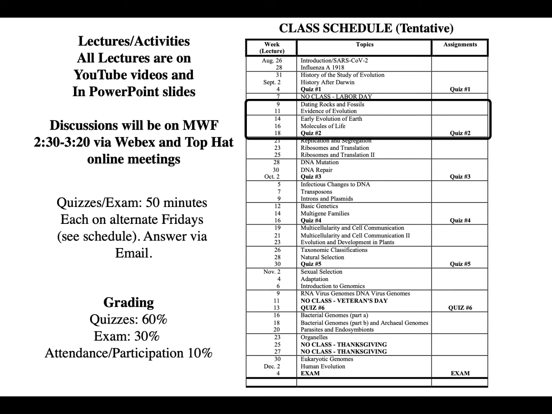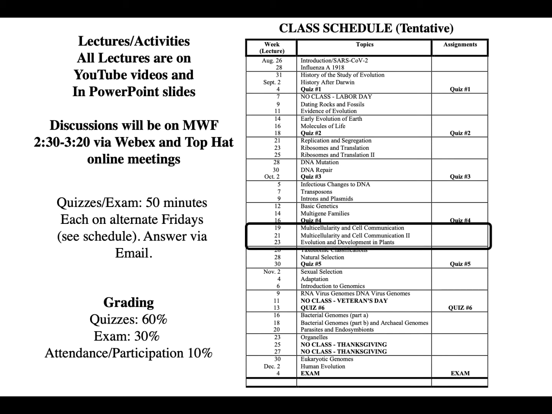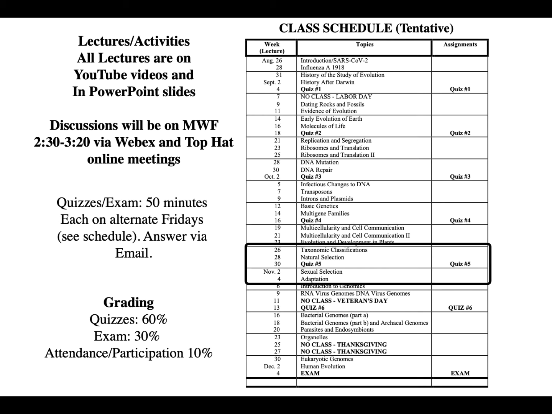and then after that, talk about fossils and dating rocks and evidence for evolution, early evolution on Earth, and then the molecules of life. I'll talk quite a bit on replication, segregation, ribosomes, and translation, and then DNA mutation and repair. Then, after that, infectious changes to DNA, transposons, introns, and plasmids, some basic genetics, multi-gene families, multicellularity in plants and animals, and development in both of those, and then taxonomic classifications, natural and sexual selection, adaptation.